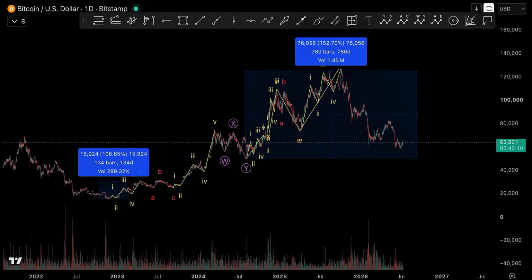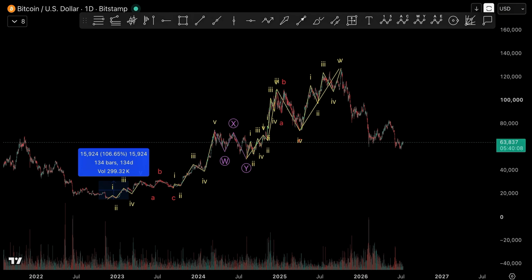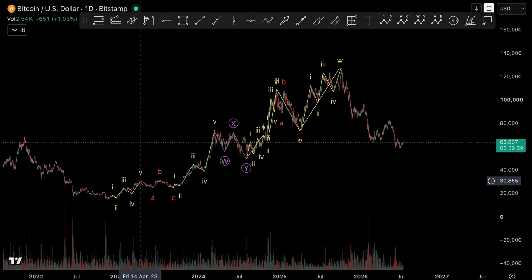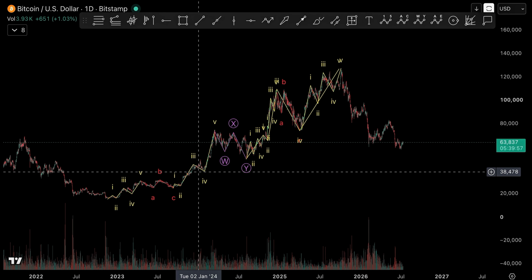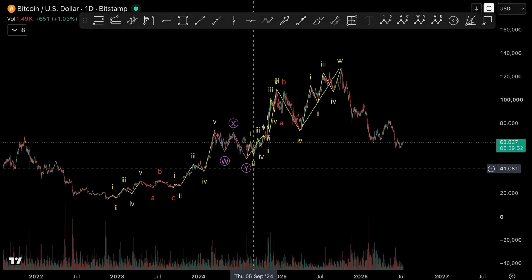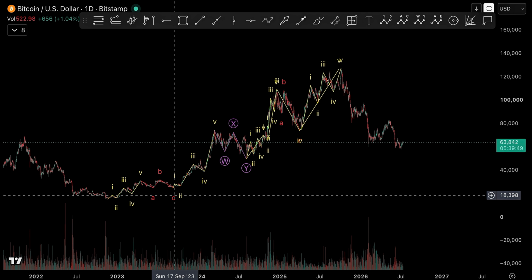Again, the fourth wave is not overlapping into first wave territory. That means this is the fourth wave and this was the first wave top. So we are very far away from here to here. Okay, so this is validated. The fourth wave is larger than the second wave, you can see.